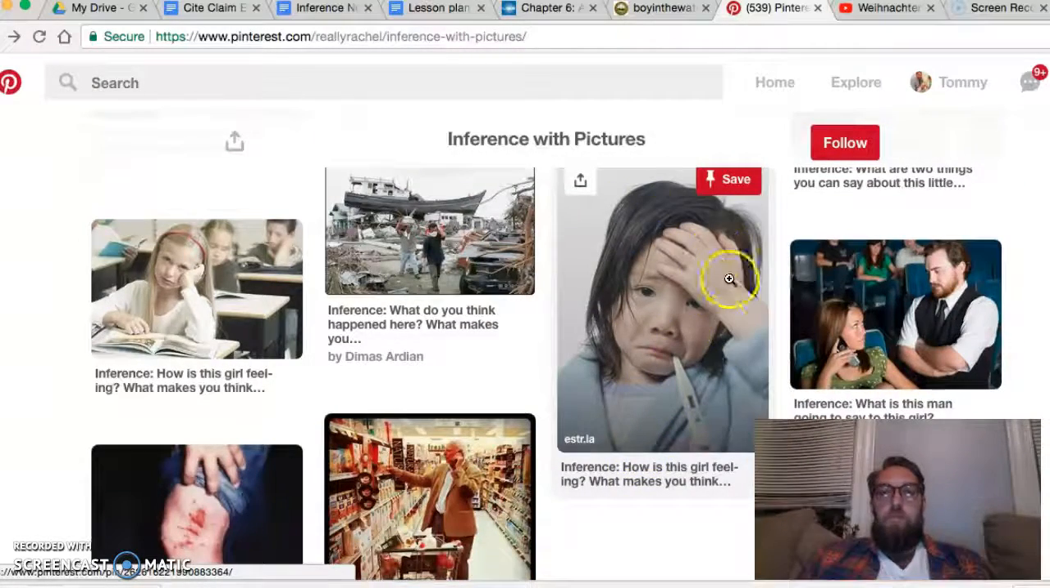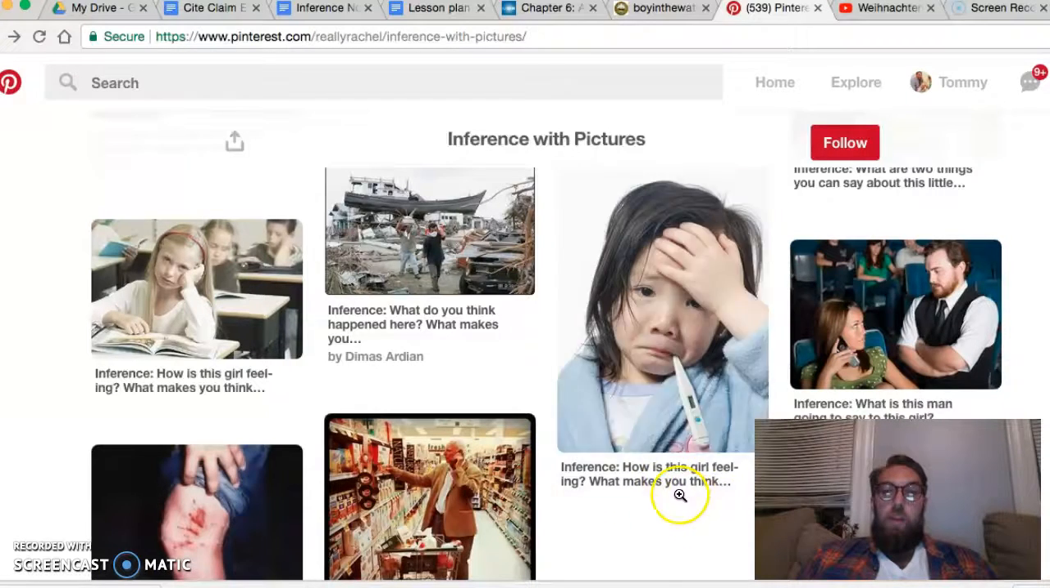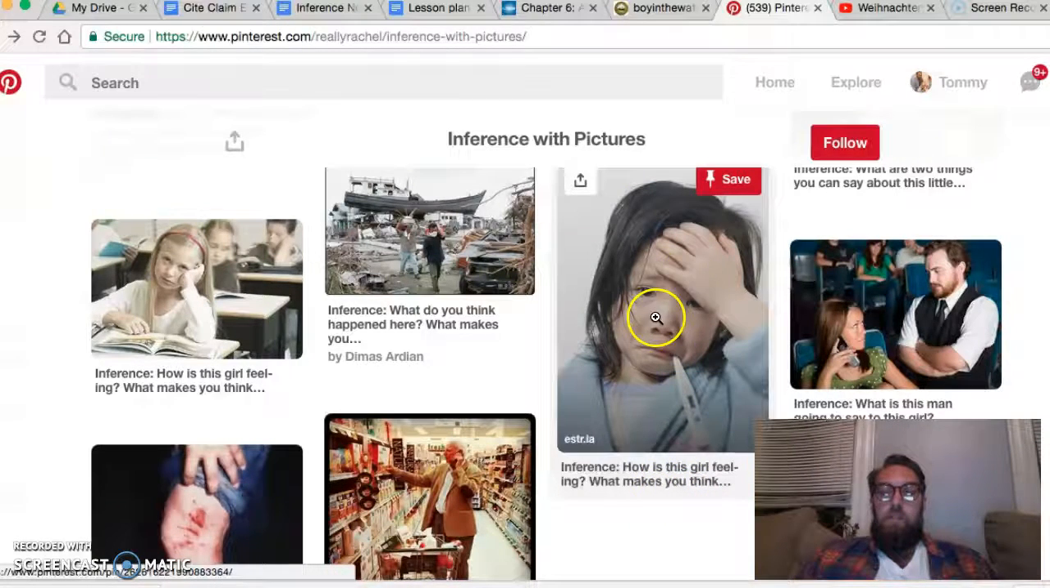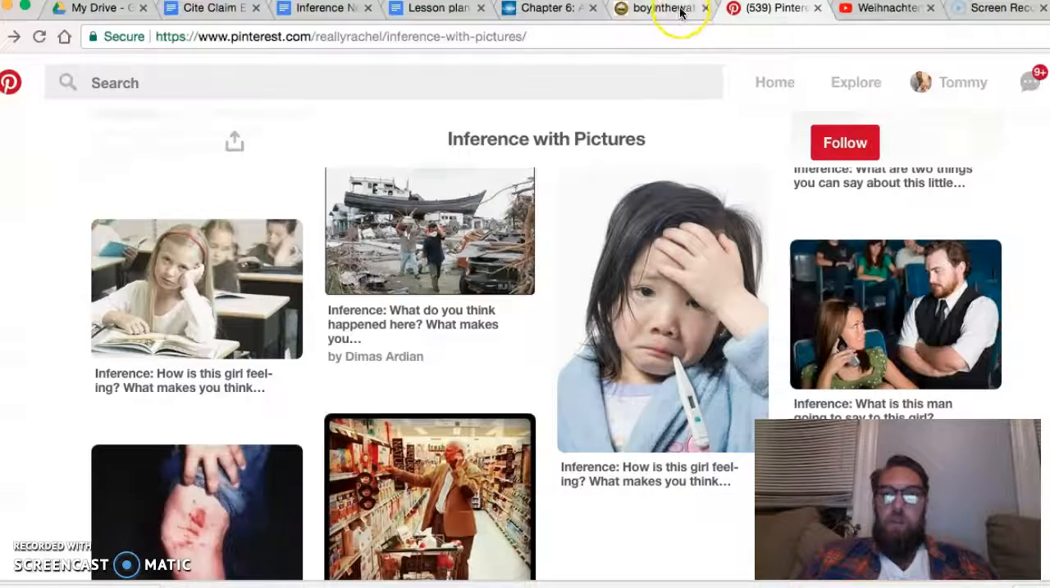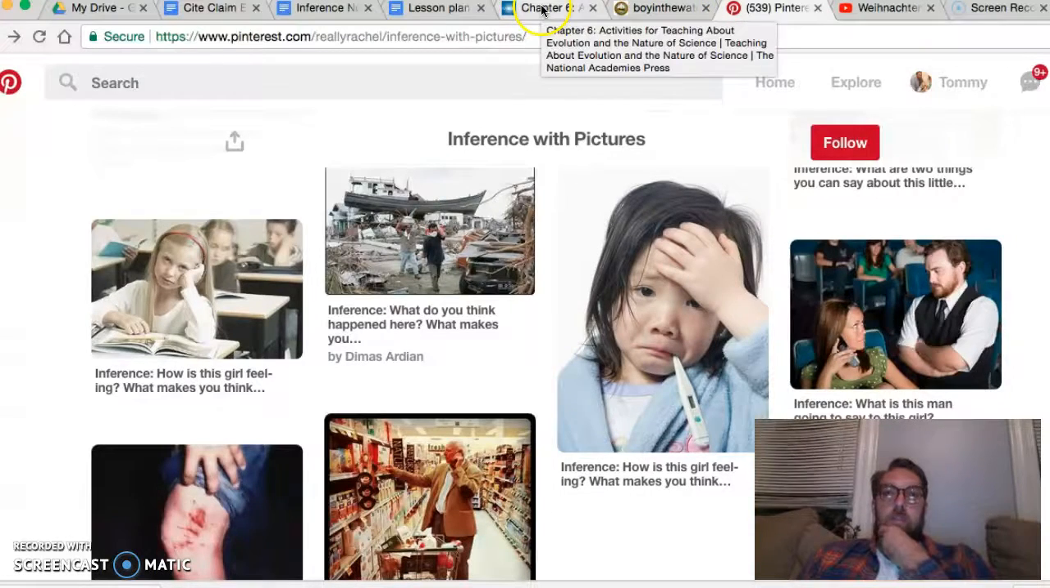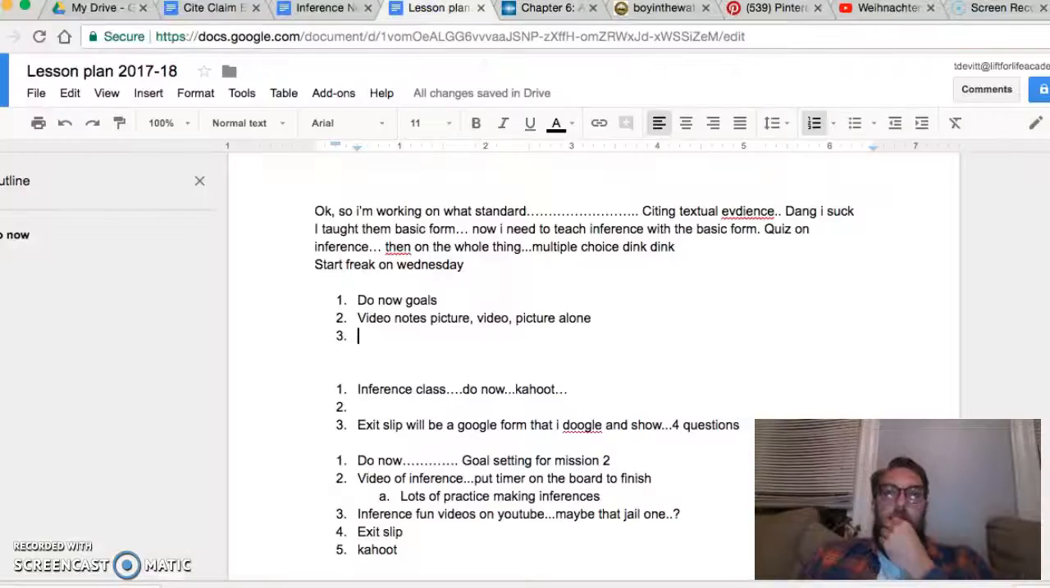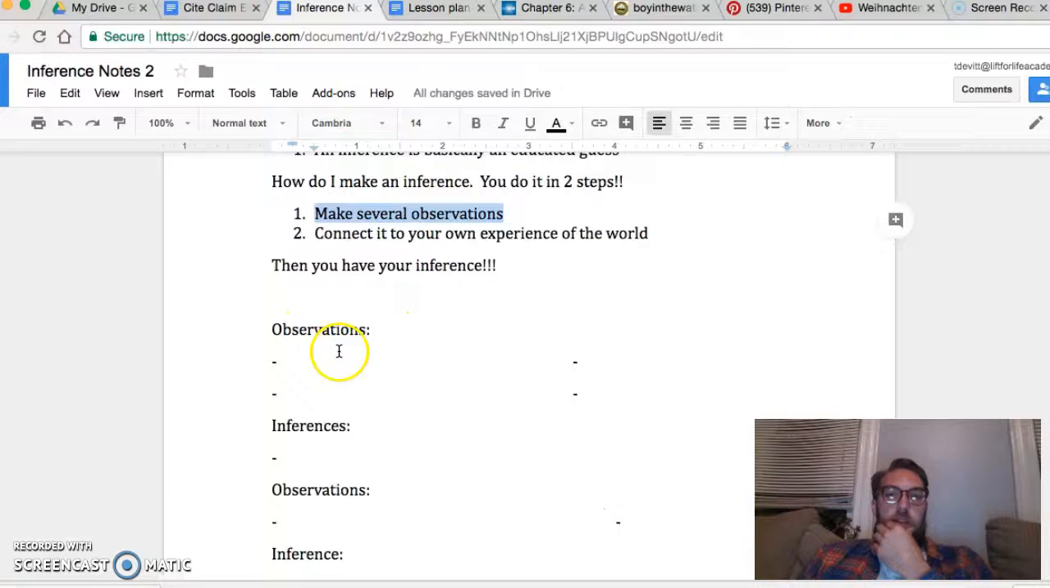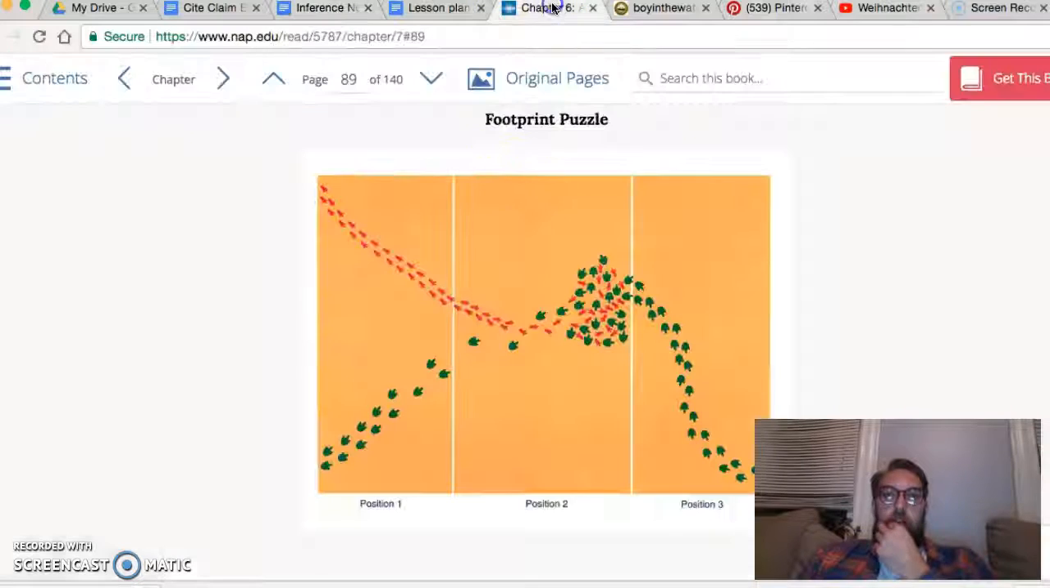What can I observe about this picture? She's a little girl. She's crying. Looks like she's kind of upset. Her hair is all messed up. She's got a thermometer in her mouth. What do I infer? I infer that she is sick. Okay? Let's go a little bit tougher. And this is going to be this part on your notes. Our next step.